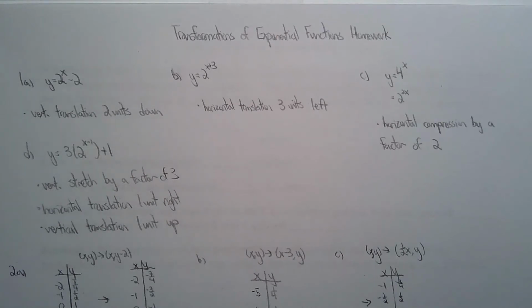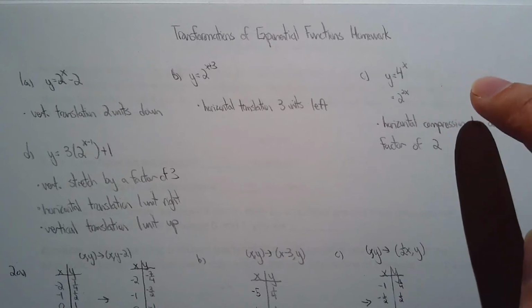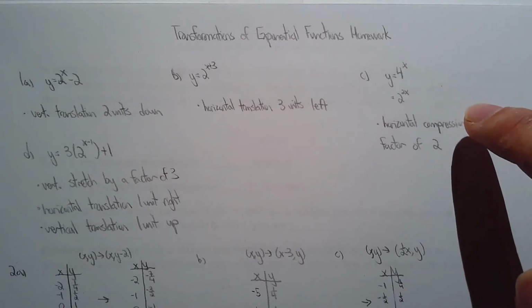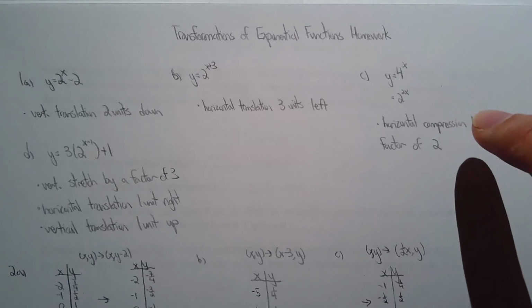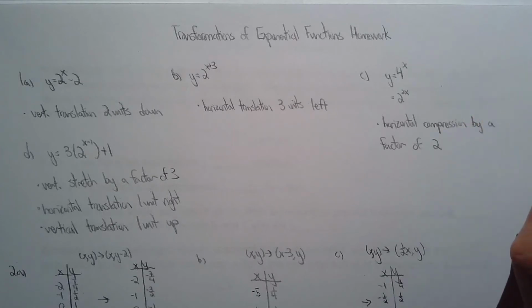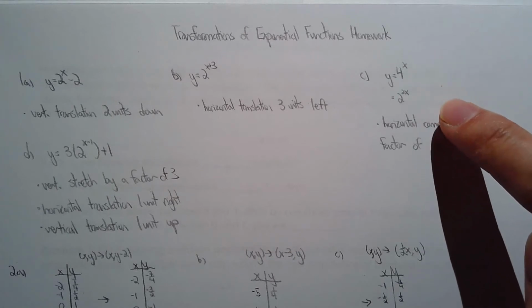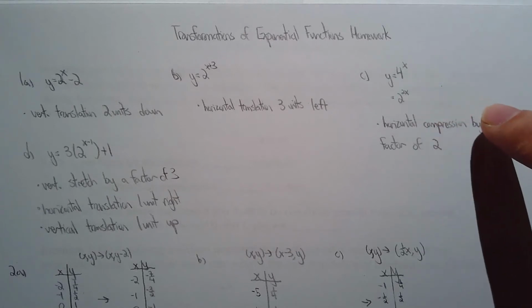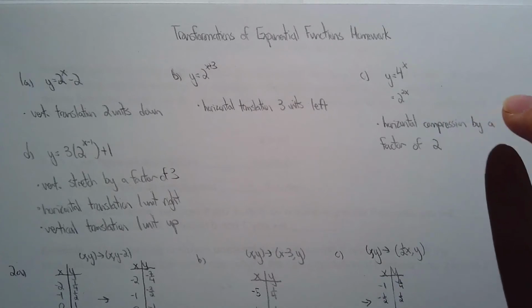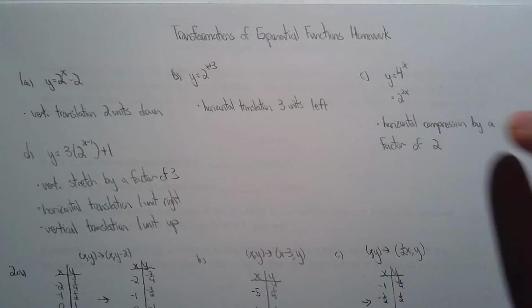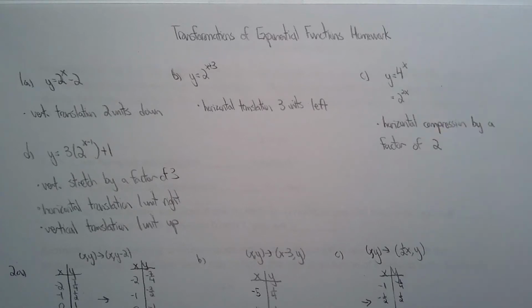But be careful for 1c, because you can't establish what a, k, d, and c are because the bases are different. If the bases are different, you need to make the bases the same, and then you can establish the parameters and then the transformations. So change 4 to be 2 squared, and using the power law of exponents, you have 2 to the power of 2x, which makes it a lot easier to work with. And because now you can establish that k is equal to 2.